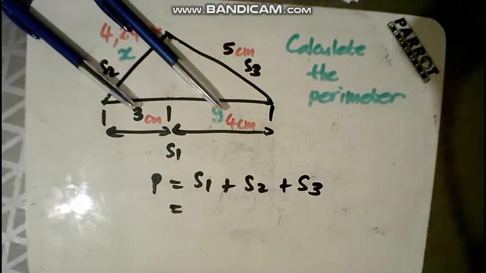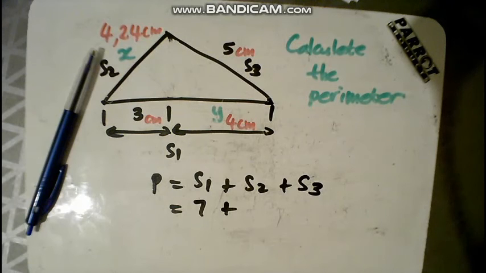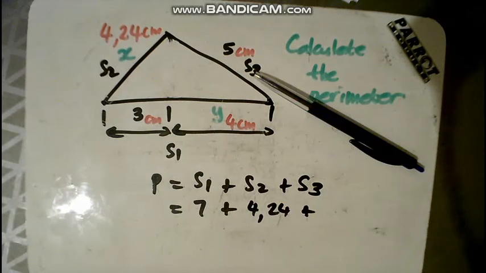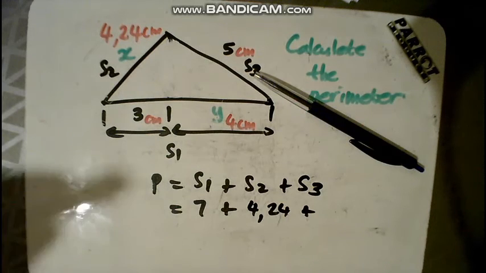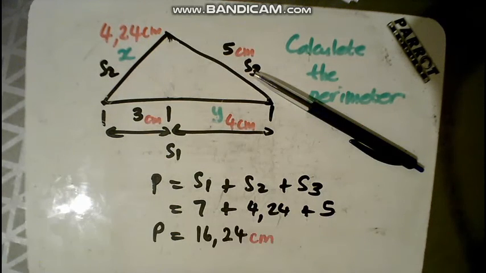Okay, we will need to add up those two distances. 3 plus 4 will give me 7. That will be side 1. Then we're going to substitute side 2, which is 4,24. Substitute side 3, which is 5. Add all up. Okay, and now we have the total outside perimeter of the entire shape. And that's how we get the outside perimeter.